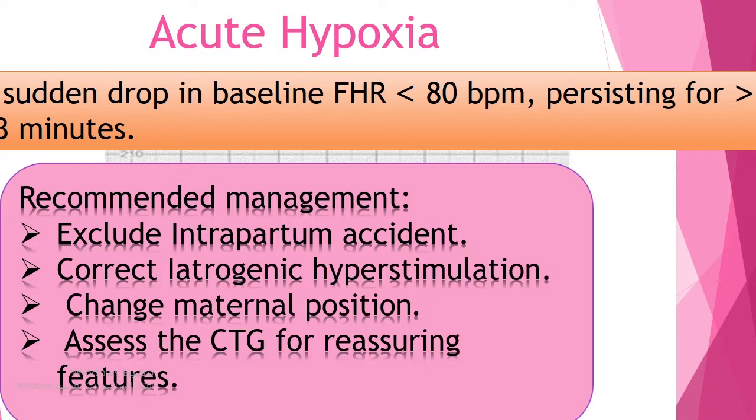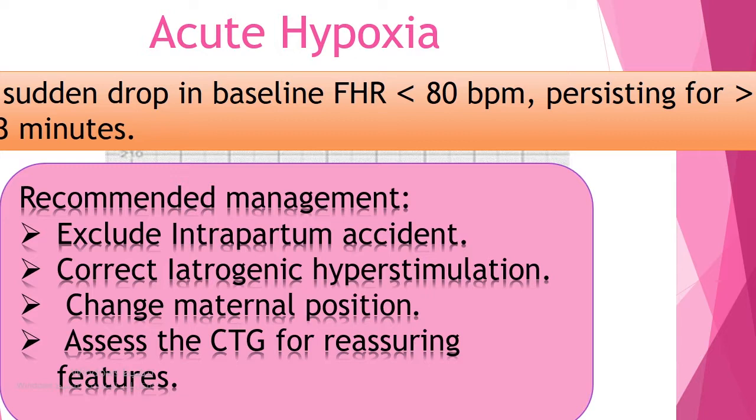Stopping oxytocin and considering administration of a tocolytic, such as terbutaline, 250 micrograms subcutaneously, will help resolve uterine hyperstimulation. And the administration of an intravenous saline bolus will help correct maternal hypotension. 3. Change maternal position.